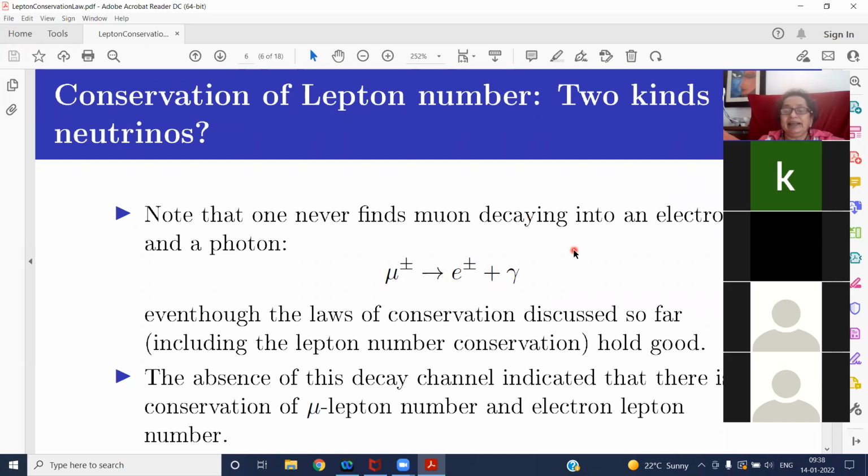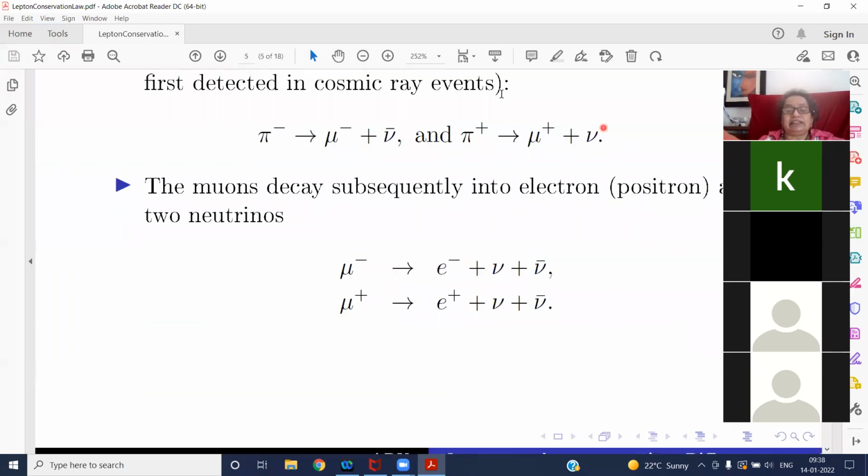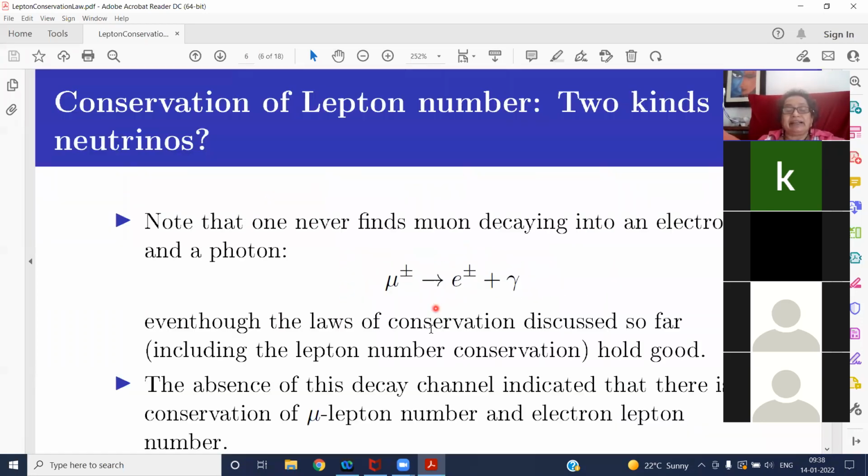I am repeating. When I say that lepton number is conserved, all these are fine, but I find one process that doesn't happen in nature. Even if I keep on searching for it, this has never happened in nature. So muon doesn't decay into an electron and a gamma photon. I don't find a photon in muon decay. Why is it not found? I will say this could be because muon has some kind of what is called mu-ness, mu-ness for lepton number.